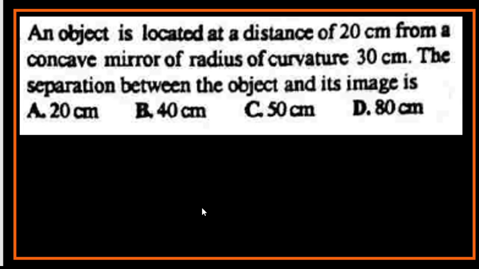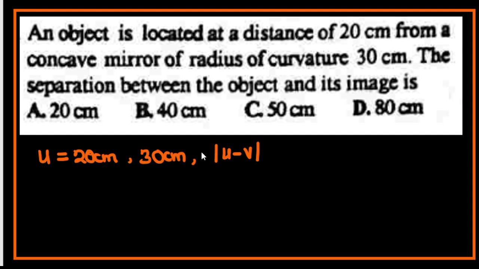So the question says an object is located at a distance of 20 centimeter from a concave mirror. Since they said object and they gave you distance, that's object distance, which is denoted U. So we call that 20 centimeters. Then they gave the radius of curvature of 30 centimeters. The question is asking you for the separation between the object and the image. So it's asking you to find something like u minus v or v minus u. I'll put it in absolute sign.